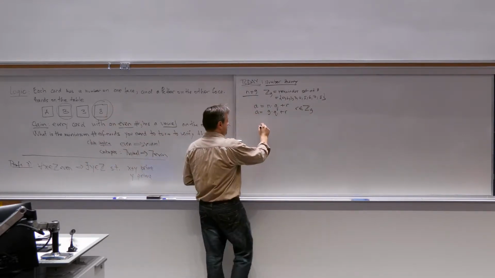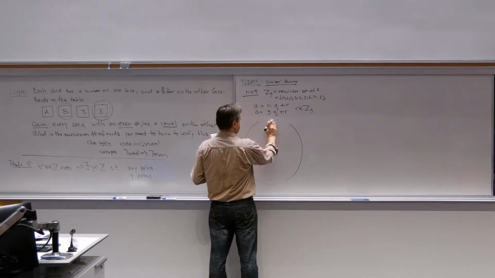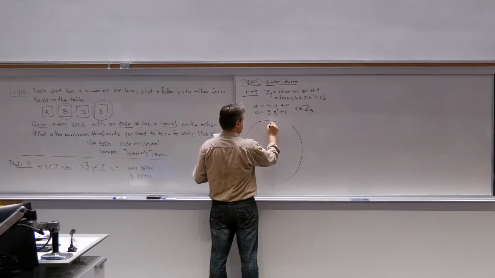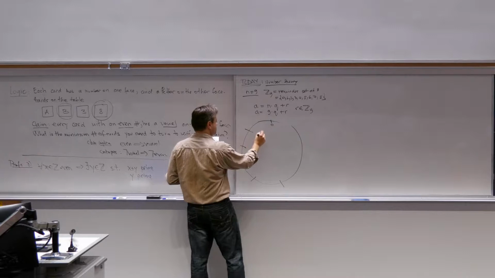So for people who like visual stuff better, here's Z9, how it looks visually. There's 0 here, of course, and we have a bunch of ticks.